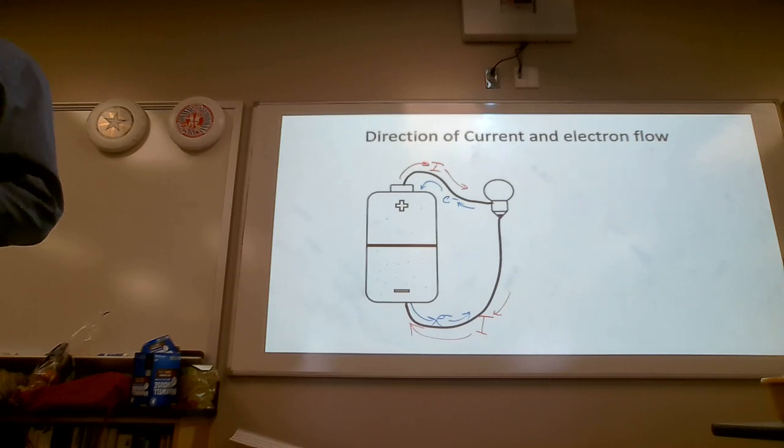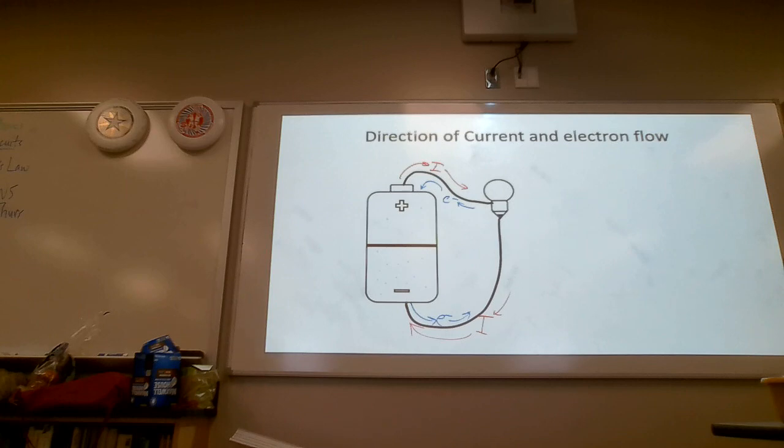If I ask you, what is the direction of current? You will tell me out of positive into negative. If I ask you, what is the direction of electron flow? You will tell me out of negative into positive. But is there anything flowing in the direction of current? No. Just get over it. I don't know what else to tell you. It's just the way that we decided to describe this, even though there's nothing moving in that direction, the opposite direction of electron flow.